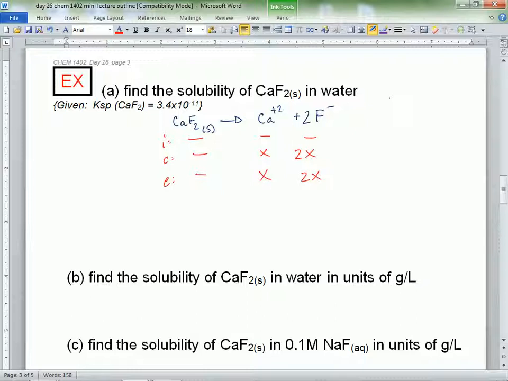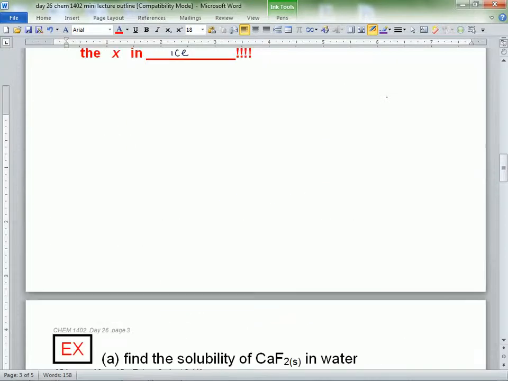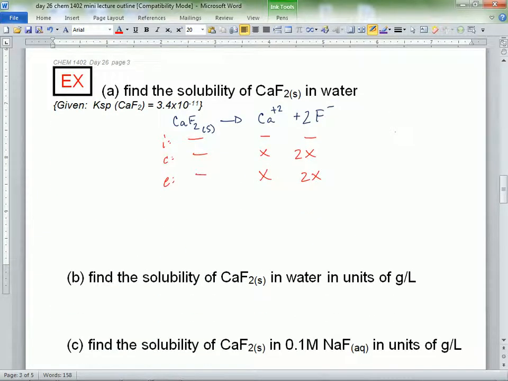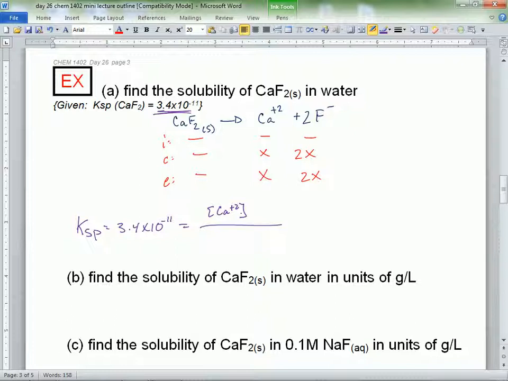We have to set up the what expression? Set up the Ksp expression. Because see how they told us what Ksp is? So 3.4 times 10 to the negative 11 would have to equal what over what, Jarixa? Products over reactants, which would be? Where does the 2 go? On top. With the fluoride, right? Okay, Jarixa set it all up for you.